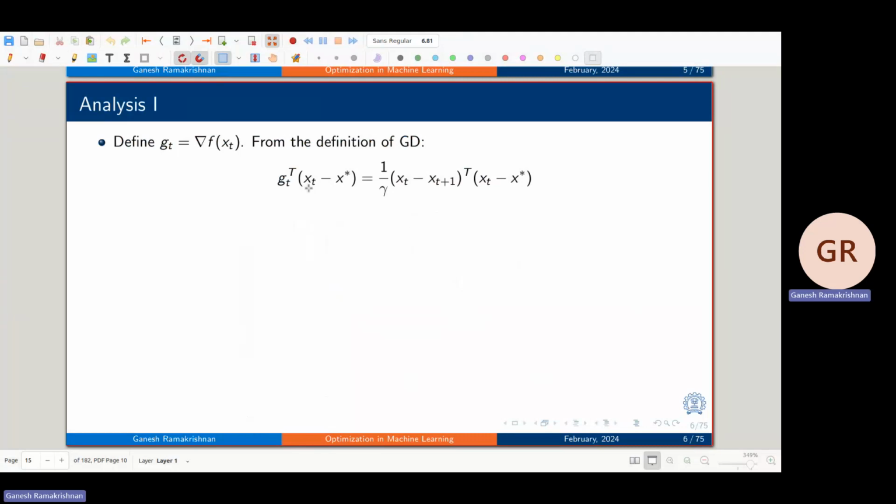So I know that GT is nothing but this. This GT is nothing but XT minus XT plus 1, divided by gamma T. I just put a gamma here.